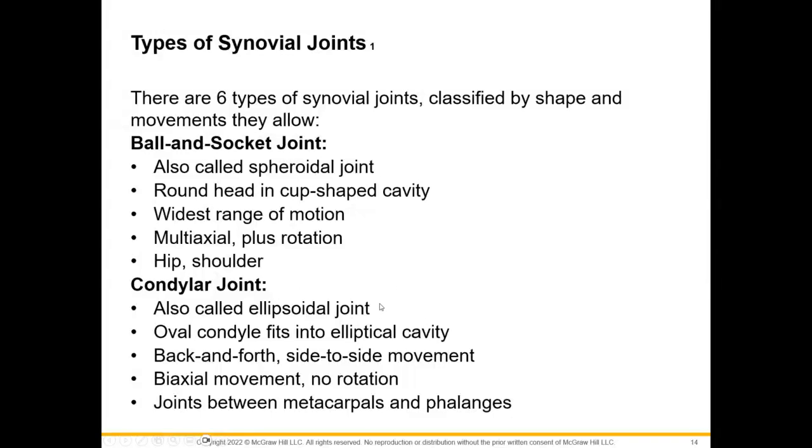Condylar joints. These are also called ellipsoidal joints. It's an oval condyle which fits into an elliptical cavity. They do allow back and forth and side-to-side movement. We say they are biaxial in their movement. They do not have rotation, though. And here you're going to see joints between the metacarpals and phalanges, for example. Okay, and that, of course, is between your hands, or the palms, really, and the fingers.